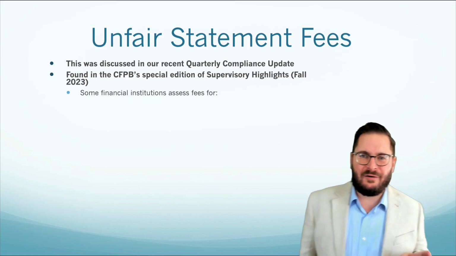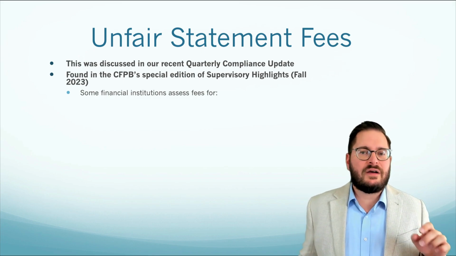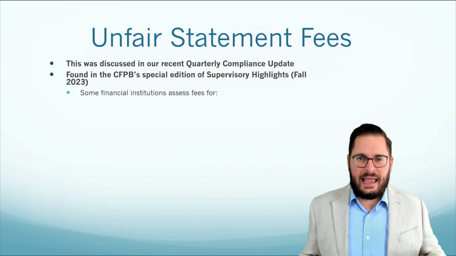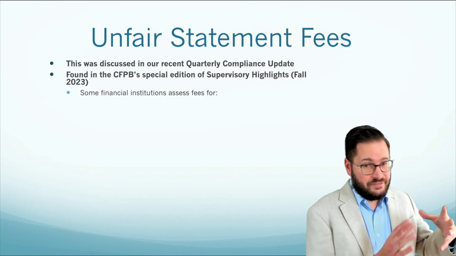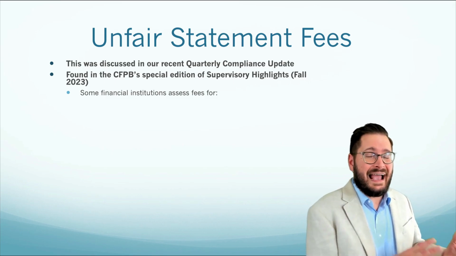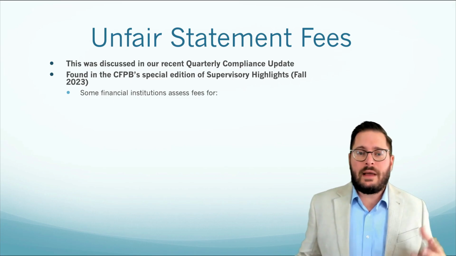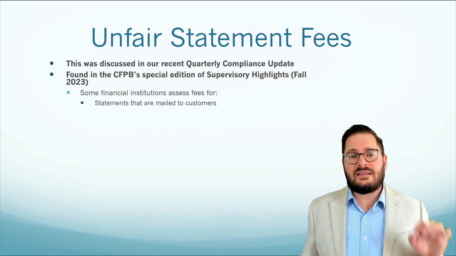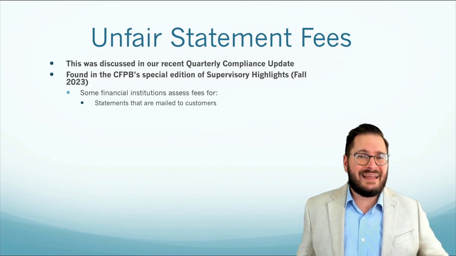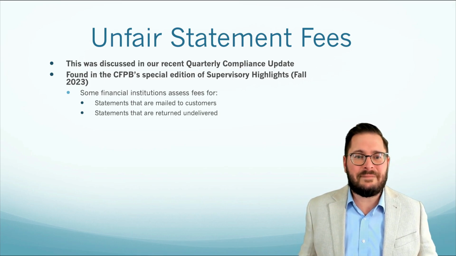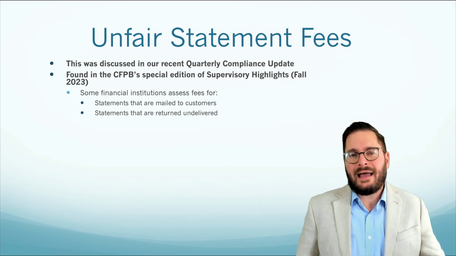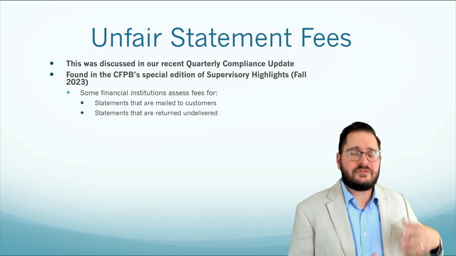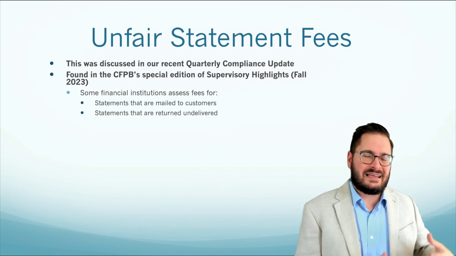Now, what the CFPB found was that some financial institutions are assessing fees for a number of practices that they are considering to be unfair. They're assessing fees at first on a legitimate basis, but there is action by the bank that causes them to be unfair. The way they're assessing fees that could be legitimate and could be okay is in two ways. The first is assessing fees for statements that are printed and mailed to customers. And then secondly, a fee for statements that are returned by the mail as undelivered. Both of those things have a cost and expense involved, and so if disclosed properly, it is okay to assess those fees.